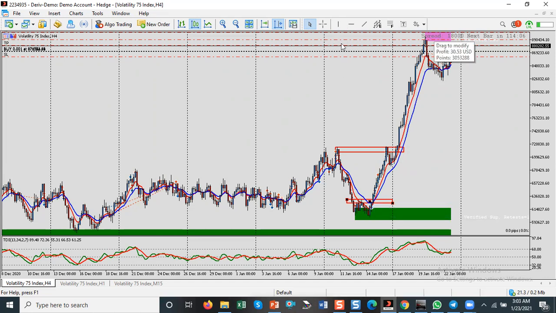As soon as that happens, I will go to the M15 time frame to ensure that price has also closed above the 2 moving averages, that is, this 13 moving average. Then I'll take the trade.